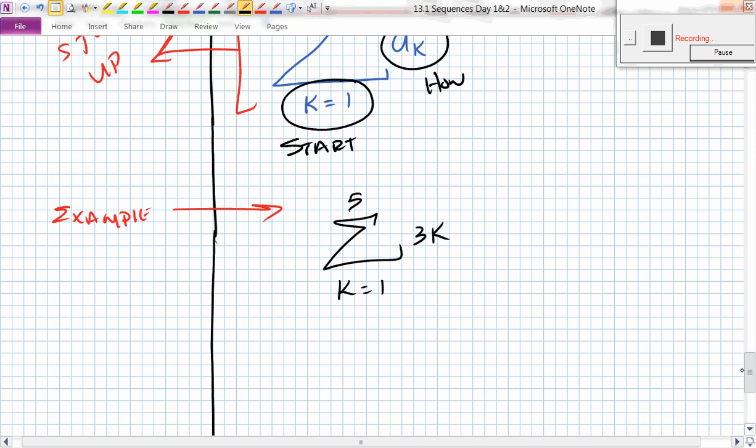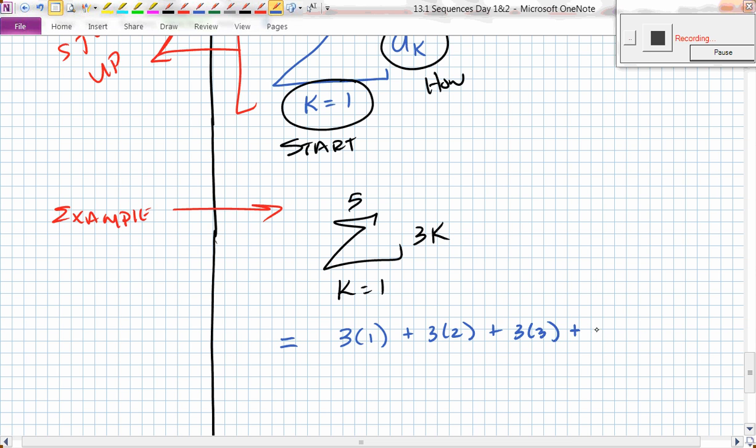So here's an example right here. I have a big Greek letter sigma. I'm going to add stuff up. K goes from 1 to 5 of 3 times k. So what does this actually mean? Well, this actually means I'm going to take 3 times 1 and add it to 3 times 2 and add that to 3 times 3. Hey, when do I stop? When I get to 3 times 5.